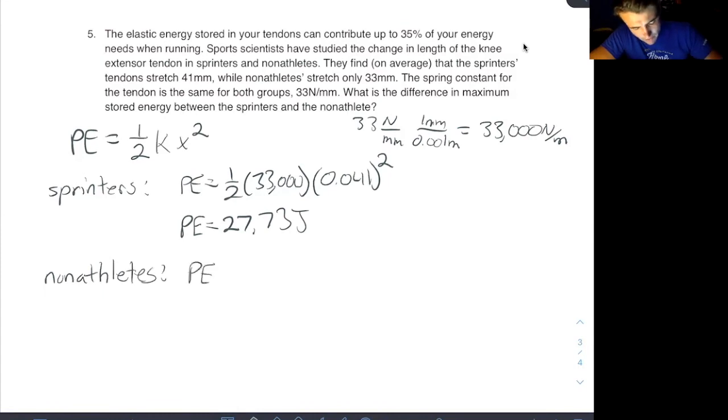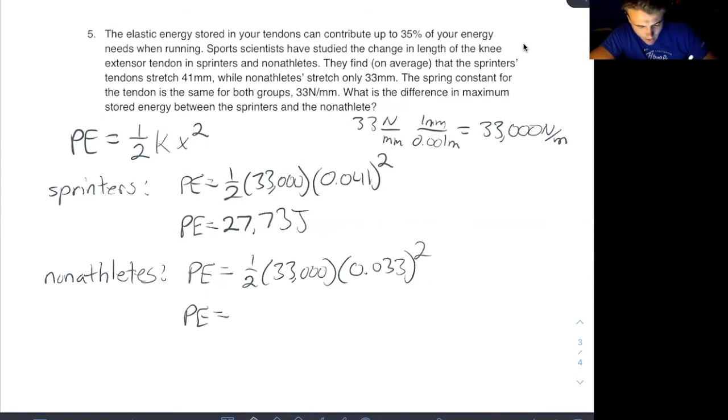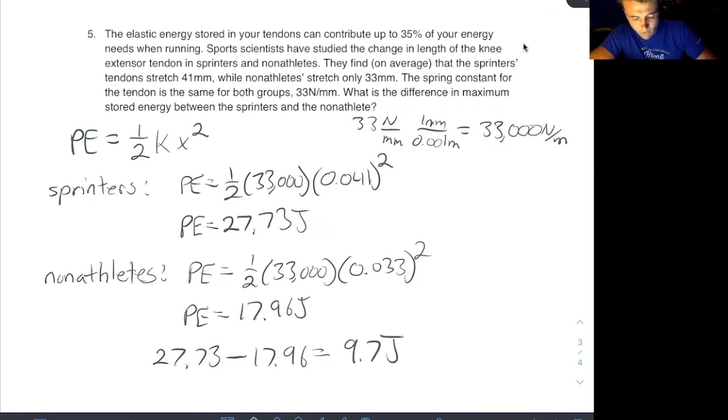And then we have non-athletes. So their potential energy is 1/2 K X squared. They have the same spring constant, but the distance that they could stretch their tendon is smaller, right? So now potential energy is 17.96 joules. Okay, so now we just need to find the difference. So, simple math, 27.73 minus 17.96. And that'll give us a 9.7 joule difference between the sprinters and the non-athletes, right?